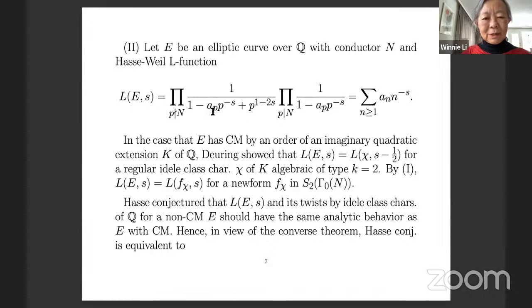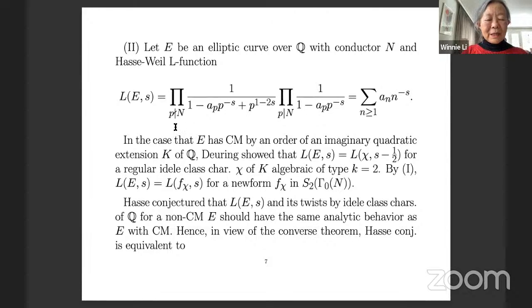So the reduction of E over F_p, at p dividing N, is 1 over 1 minus a_p p to the minus s. So a_p is 0 if you have additive reduction, and plus or minus 1 if you have multiplicative reduction, depending on the slope of the tangent. So the L function of the elliptic curve is fairly well known, and we can write it as a Dirichlet series. So notice that the a_n here are integers. It's coming from the integer coefficients in the L function.